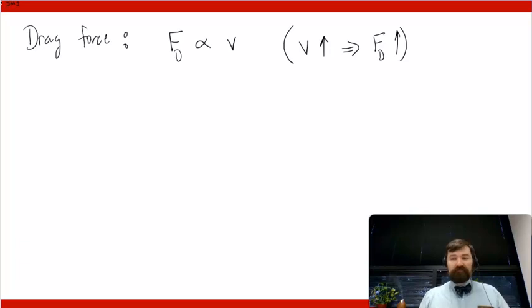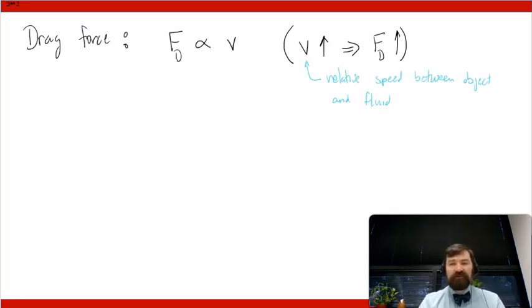Now, what is meant by speed here? Well, it's actually the relative speed between the object and the fluid. That is to say, if the object is moving and the wind or the air is totally stationary relative to your observer, then we could use the object speed. On the other hand, you could have a stationary object and the wind blowing past the object, in which case you would use the speed of the wind. Or you could have a headwind, like a wind blowing directly into your face, and you're running in the opposite direction. So now you'd have to use the difference in those two velocities. So it's a relative velocity thing.